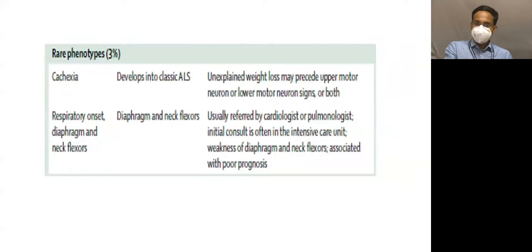And the very rare variants which one sees very occasionally are the cachexia variant, where they come with just weight loss, and the isolated diaphragmatic variant where they start as a diaphragmatic involvement.